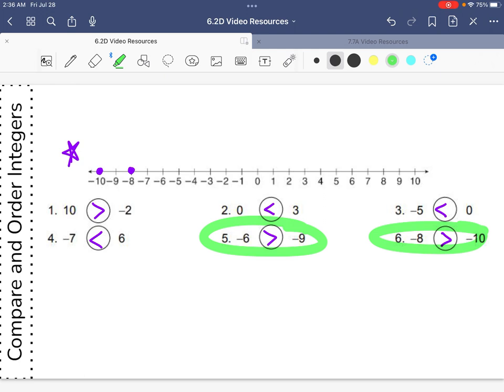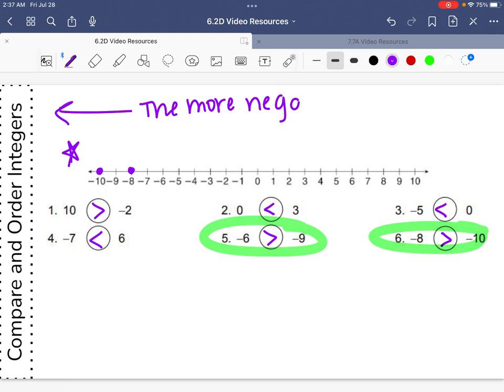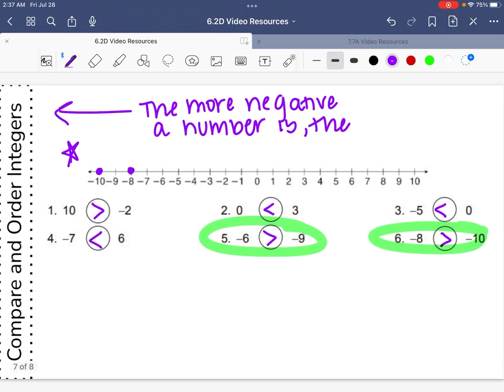So these two problems illustrate for us that when we are comparing negative numbers, we must use a number line. And also, the more negative a number is, the smaller the value.